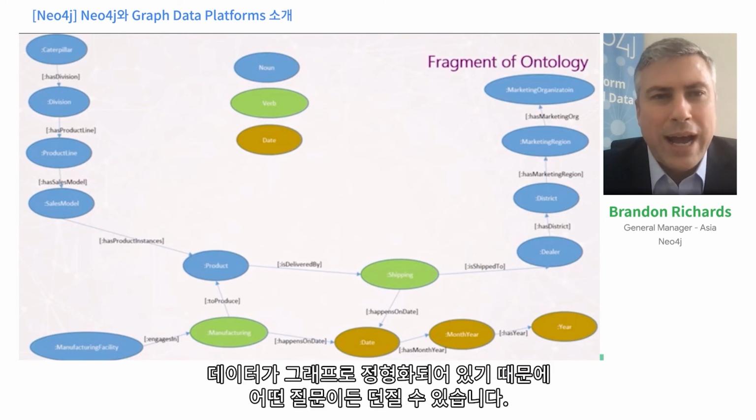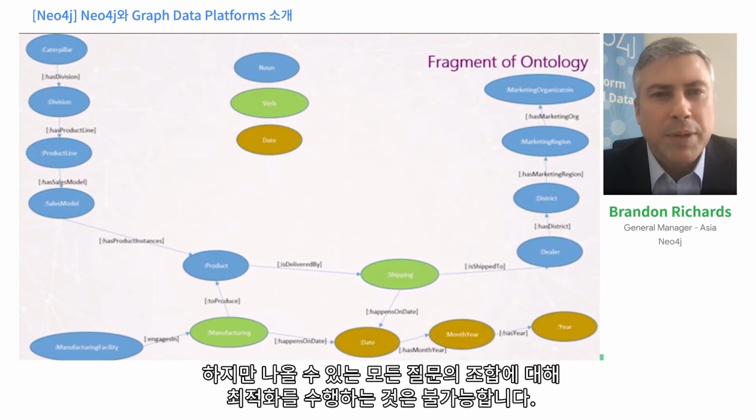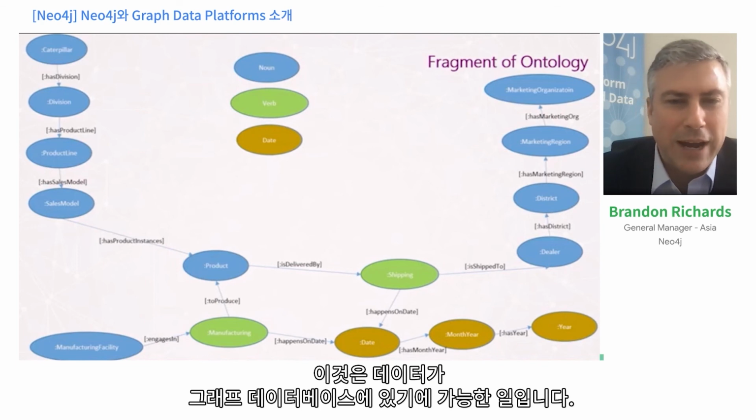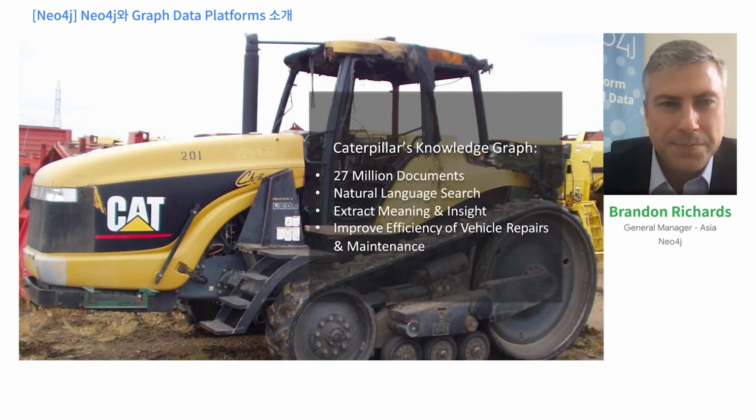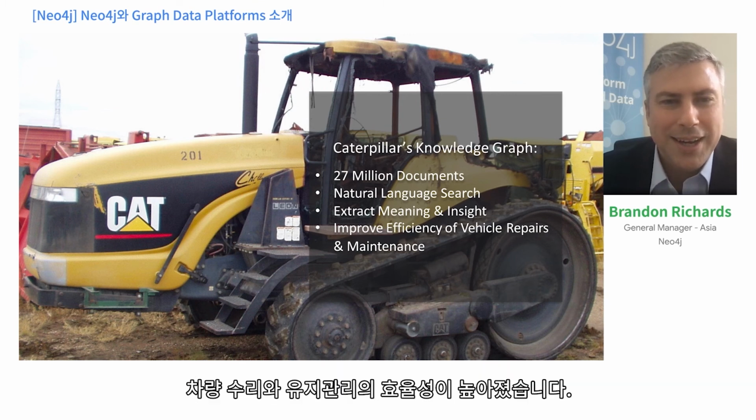Because it's structured as a graph, they can ask any question in this. Now, if this was not structured as a graph, then you would be able to optimize for very specific queries, but it would be impossible to optimize for every combination of questions that somebody could ask. And this is the kind of thing you can only do because it is on a graph database. So their knowledge graph consisted of 27 million documents, being able to do natural language search, and improving the efficiency of their vehicle repairs and maintenance.